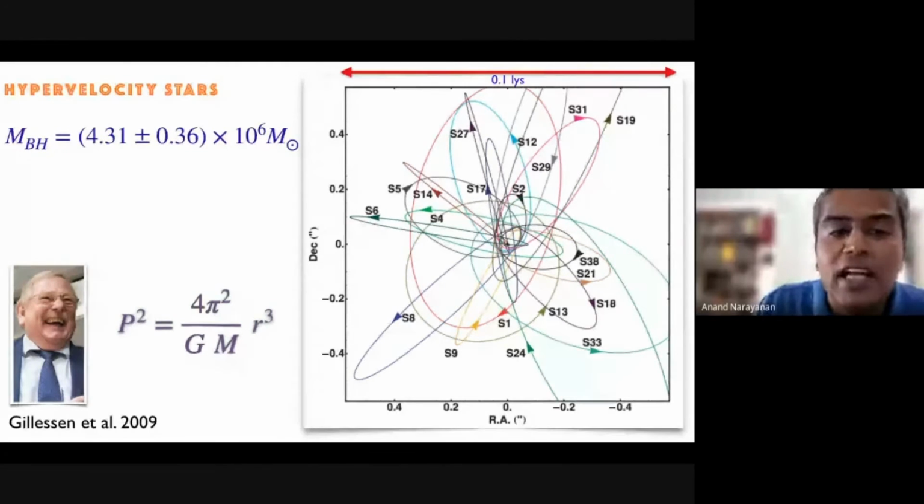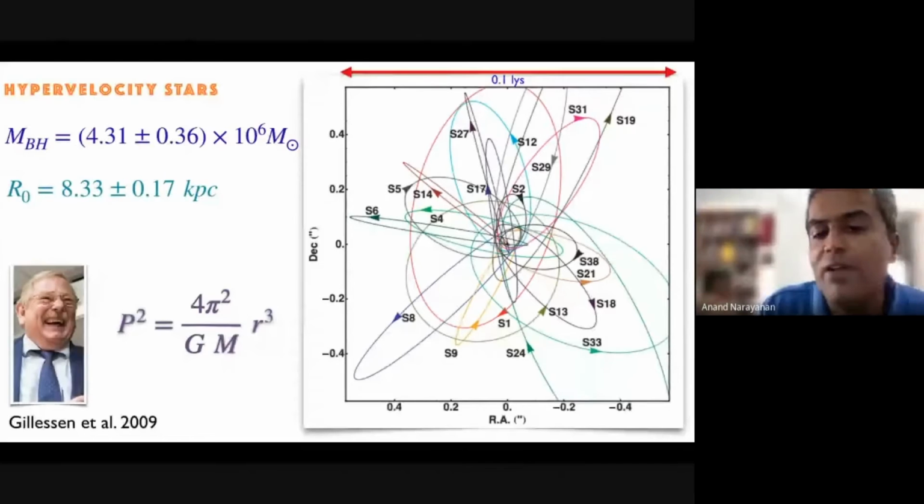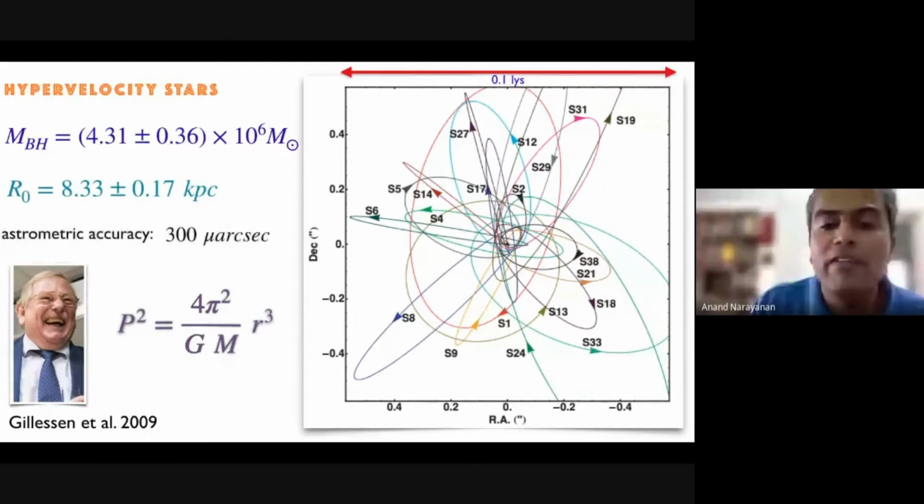They also found that that object, that center, is roughly about 8 kiloparsec away from us. Just to give you an idea, because of the adaptive optics system in the VLT telescope, they were able to measure the positions of these stars with an accuracy of about 300 micro arc second. Okay, so that's what it is.